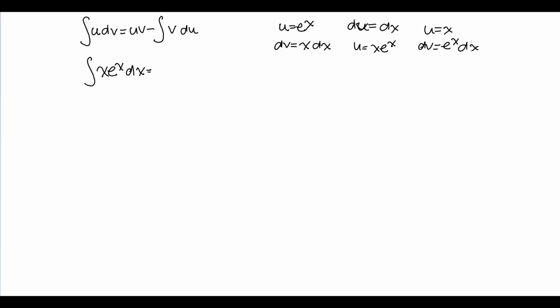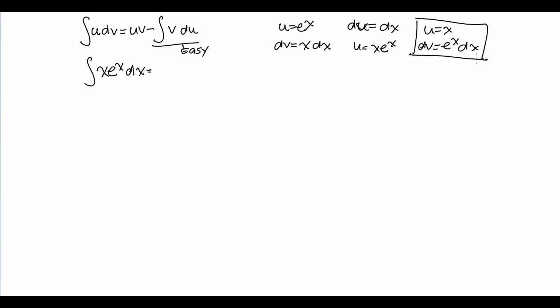But you should choose it such that this integral is easy. What does it mean to be easy? We want u such that it is easier to differentiate, much easier to take the derivative of. And you want dv such that it's much easier to take the integral of. So the most obvious choice would be this choice.